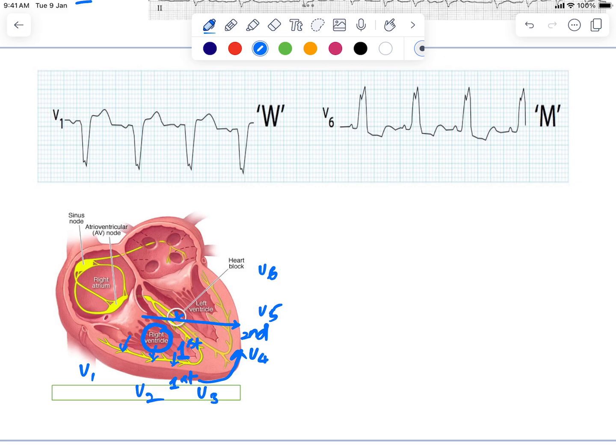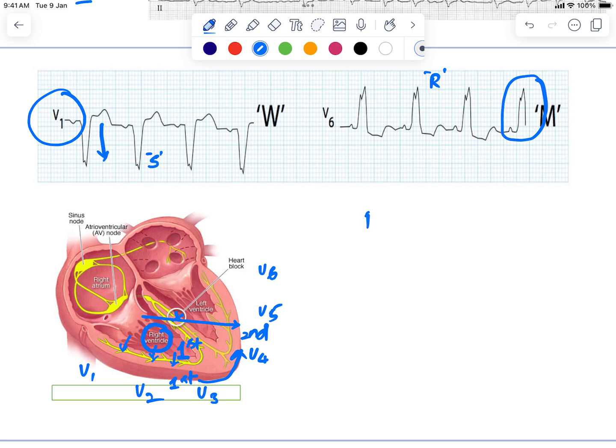So the complex will be negative in V1 and V2. In V1, the complex will be negative because the vector is moving away from V1 and the vector is moving towards your V6. So that is the reason why you have a tall R wave. Now the question comes, why is the S wave in V1 broad and why is the R wave in V6 also broad? That is because of your bundle branch block.